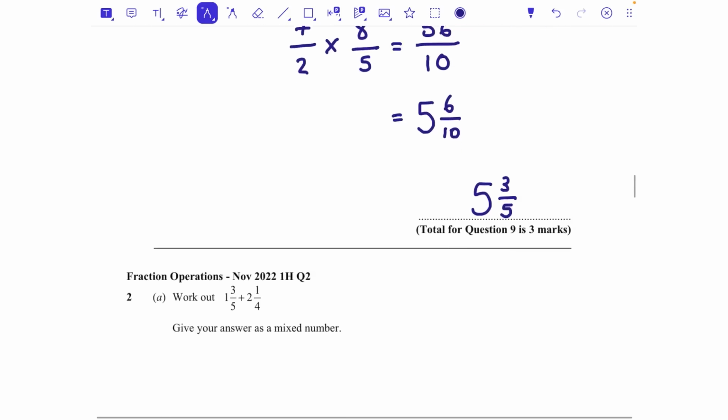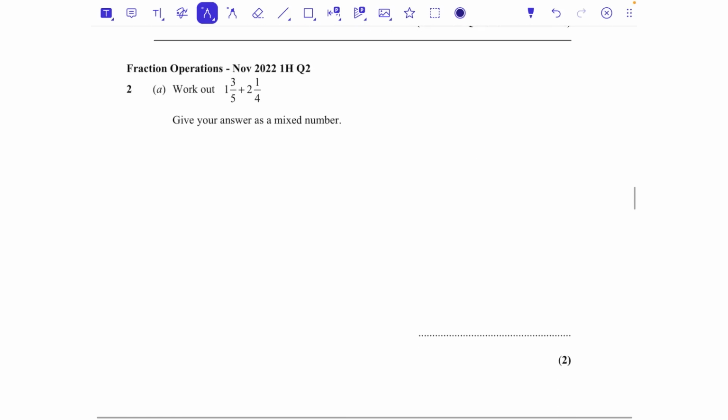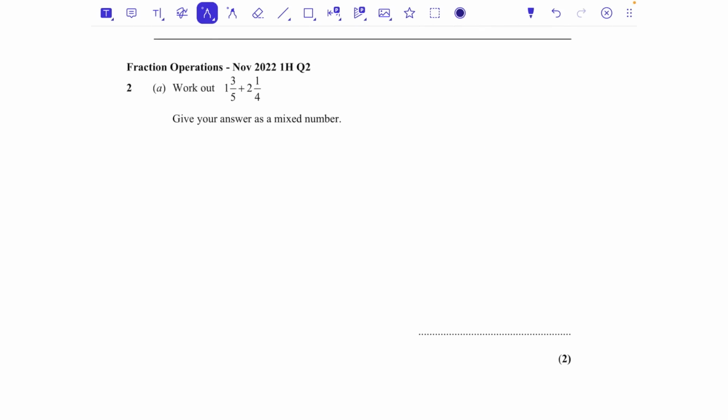Next one, we've got question 2a, work out 1 3/5, add 2 1/4. And again, I would encourage you to make both of these fractions top heavy. So 1 3/5, we're going to do big times bottom, add on the top. So 1 times 5 is 5, add the 3 is 8 fifths. Add 2 1/4, so you're going to do 2 times 4, which is 8, add the 1 is 9 over 4. And then we need to make the denominators the same.